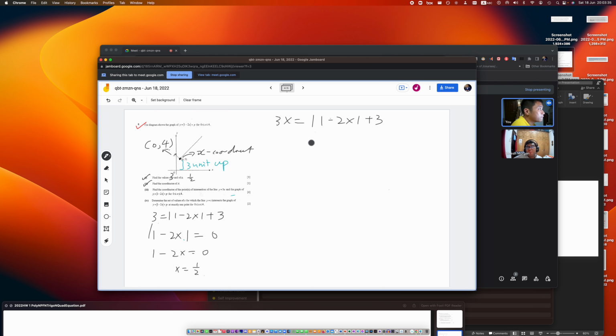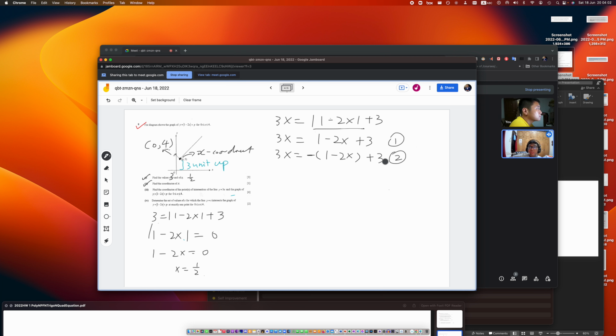Okay. First thing first, this 3x. When you open up this, you will get 1 minus 2x plus 3. That's one possible answer. The second possible answer is 3x is equal to bracket 1 minus 2x with a negative in front, plus 3. So you need to write these two possible answers down.